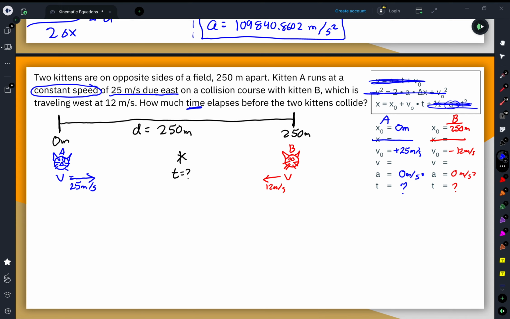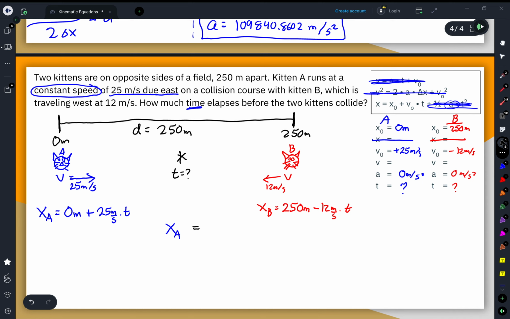So I'm going to write that down for Kitten A. Kitten A, we can quantify its position by taking its starting position, 0 meters, plus 25 meters per second, its velocity, times the time it is traveling for. We can do the same thing with Kitten B. Its starting position is 250 meters, minus, because it's traveling the opposite direction, its velocity of 12 meters per second, times time. Now, these two kittens collide with each other when they are at the same position.